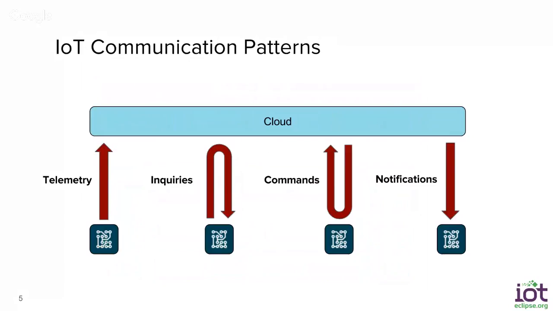Then we have the commands and control pattern where from a cloud service, we are able to send a command to a device in order to have such device execute some operation in the field, in the environment, and then reply to the cloud with the result of such command. And finally, the notification pattern where the cloud is able to send a unidirectional flow of information to the devices without waiting for replies from them.